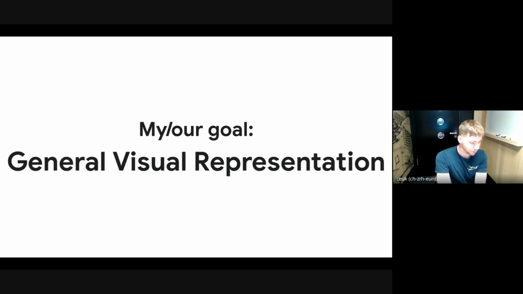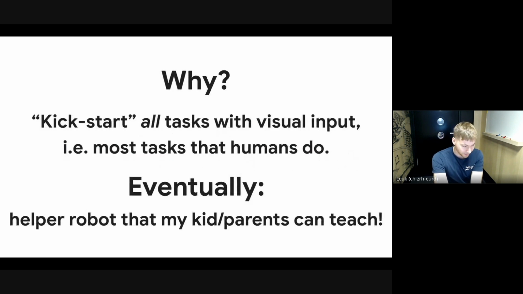So the main goal of me and various people in my group, and I think a lot of computer vision researchers in general actually, is to somehow get a model that is a good general visual representation. And why we want this is because we believe that this is necessary for building models or machines or robots or whatever that can actually perform meaningful tasks in the real world.